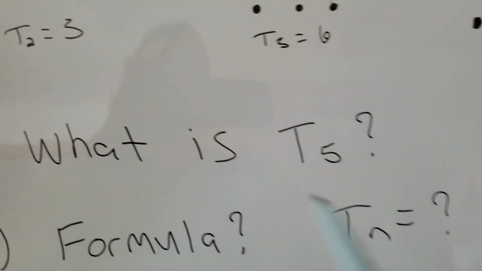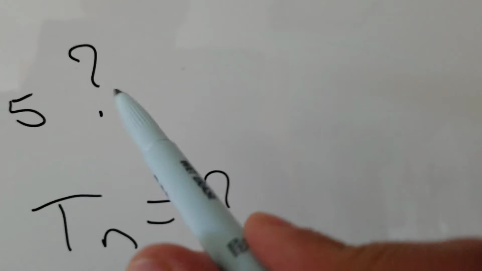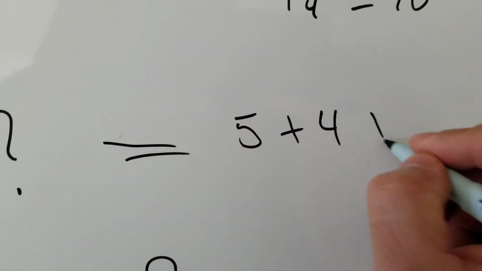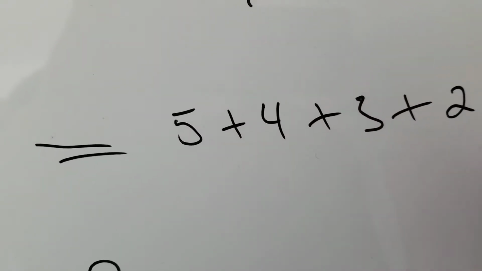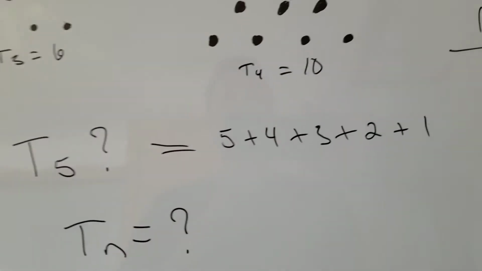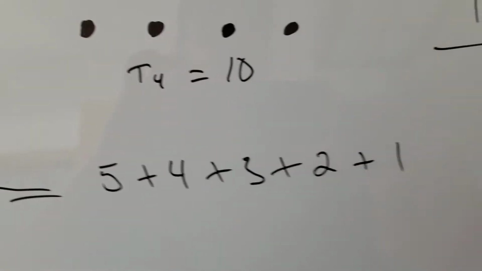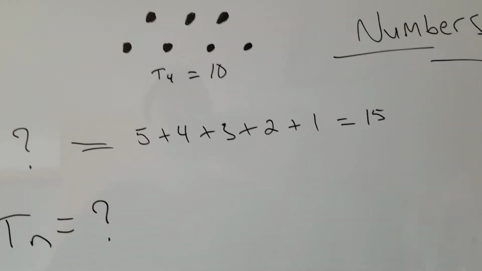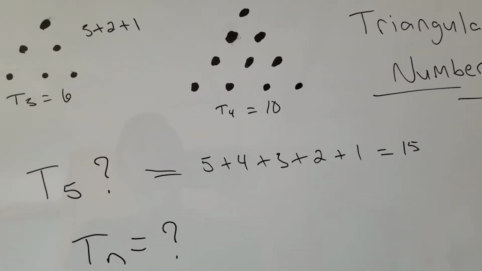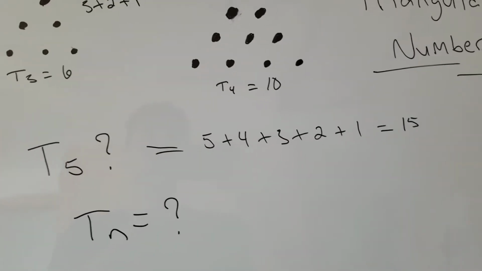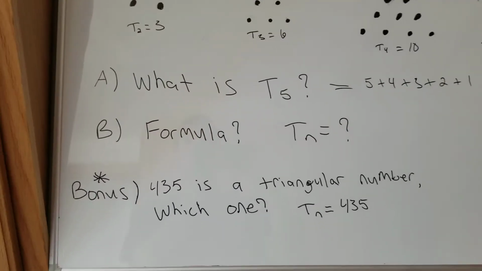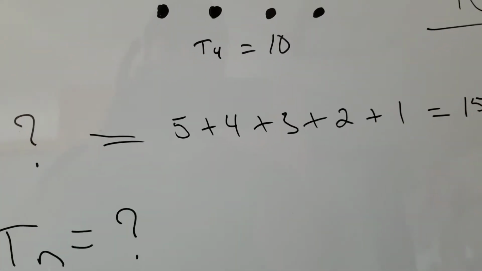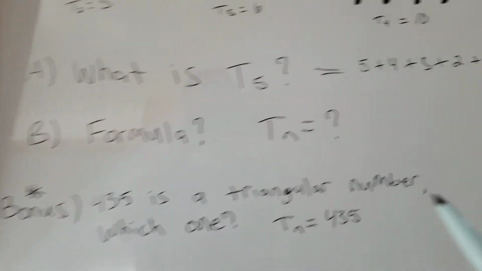So rather than drawing out the triangle, I hoped that you guys would recognize that this would end up being 5 plus 4 plus 3 plus 2 plus 1, which is, I believe, 15. And the hope was, by recognizing that, you would also see the pattern and it would help you come up with some kind of formula. Now we'll move on to B real quick because the answer is 15.